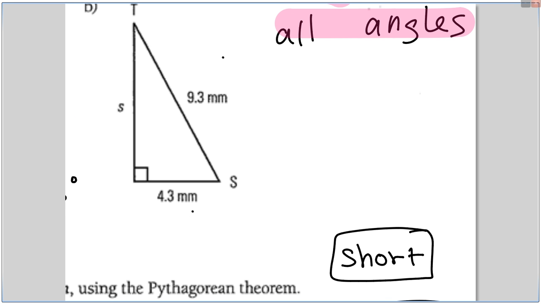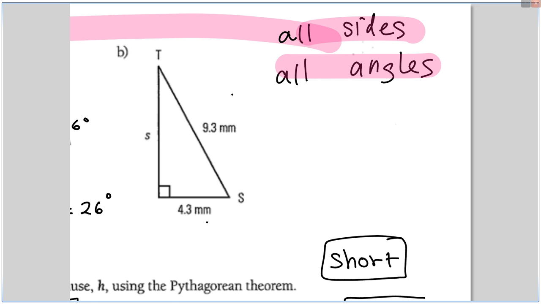Do you guys want to solve for angle S or solve for angle T? Do you want to do T because it's up in the corner and it might be different? Let's try that one, okay? Let's try angle T right off the bat.